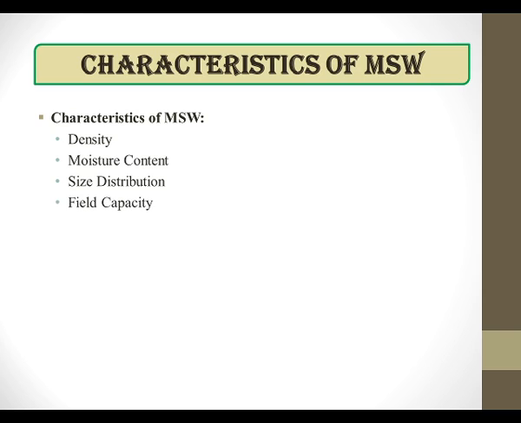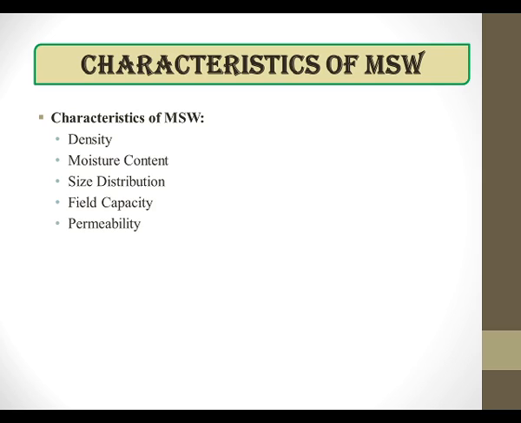The next characteristic is field capacity. The field capacity of municipal solid waste is the total amount of moisture which can be retained in the waste sample subject to gravitational pull. It is a critical measure because water in excess of field capacity will form leachate, which can be a major problem in landfills.